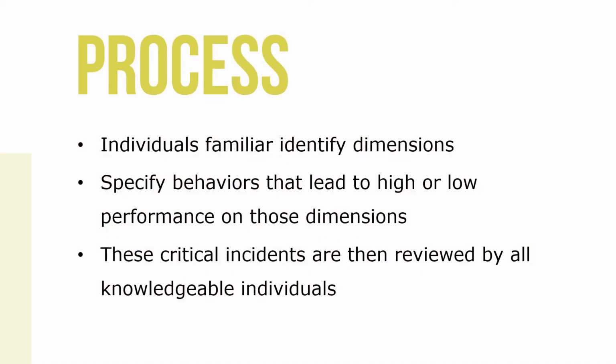This process of conducting a critical incidence analysis is fairly straightforward. First, individuals familiar with a job, such as supervisors, employees, or subject matter experts, identify the major dimensions of the job. Next, they specify behaviors that, when displayed on the job, lead to high or low performance in those dimensions. These behaviors, called critical incidents, are then reviewed by all knowledgeable individuals to ensure that all relevant job dimensions are captured and that all critical incidents for those dimensions are identified.